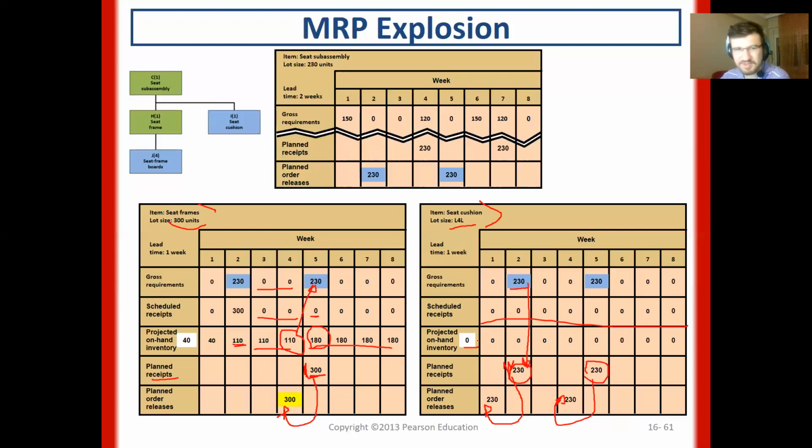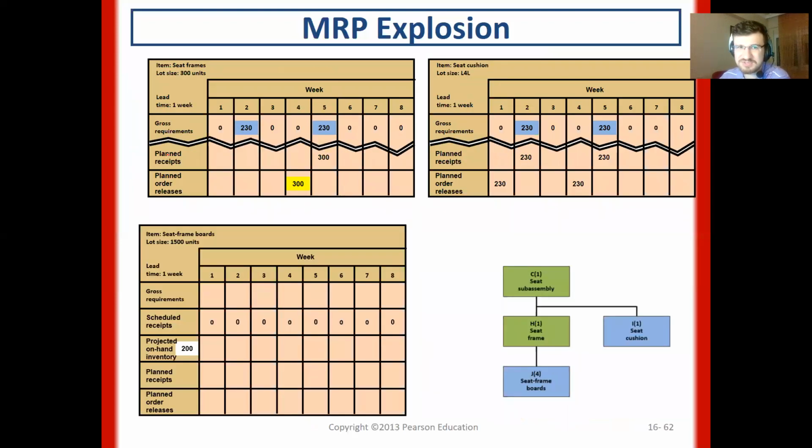Now let's take a look at the requirement for seed frame boards. Its parent is seed frame. To make one seed frame, I need to have 4 seed frame boards. So I'm going to use this information. This is for seed frame, and this is its planned order release. So 300 seed frames should be ready at the beginning of week 4. Otherwise, I cannot finish my seed sub-assembly on time.